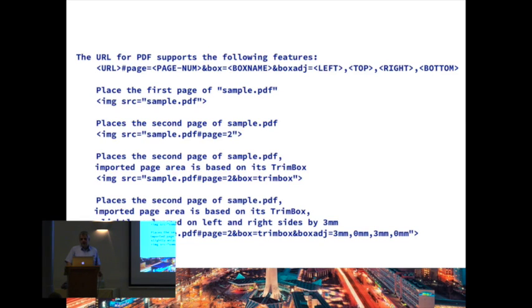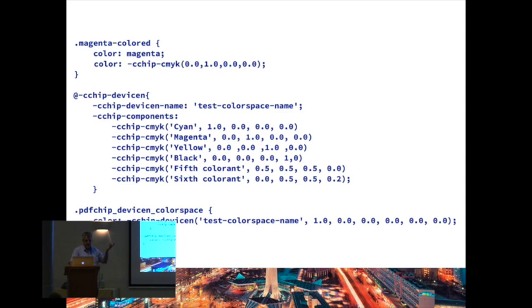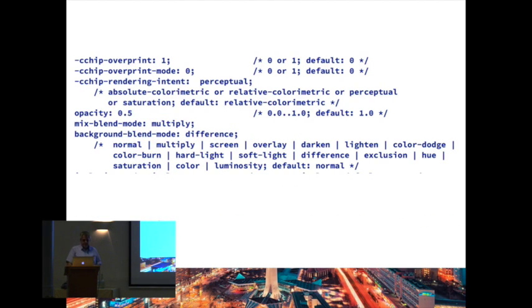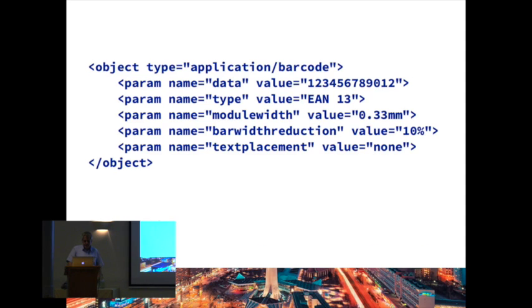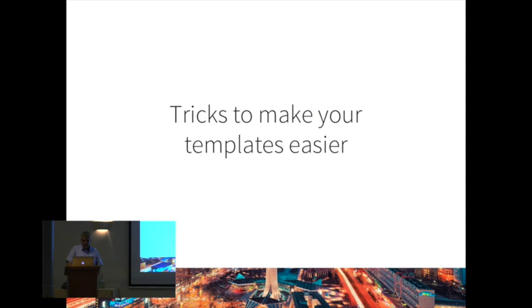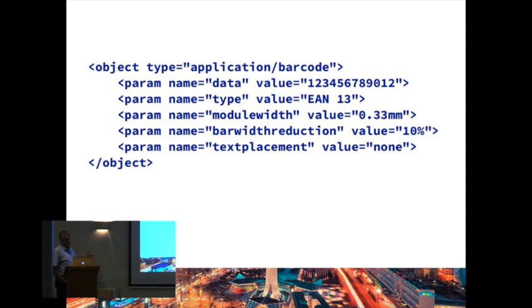...or how to place a PDF page onto your HTML page. You don't have to read this, it's just to give you an idea. Then again, defining colors in CSS with all the pdfChip specific options, like DeviceN, extended graphic state parameters, barcode stuff, and so on. So this collection of snippets can be found in the online documentation for pdfChip.